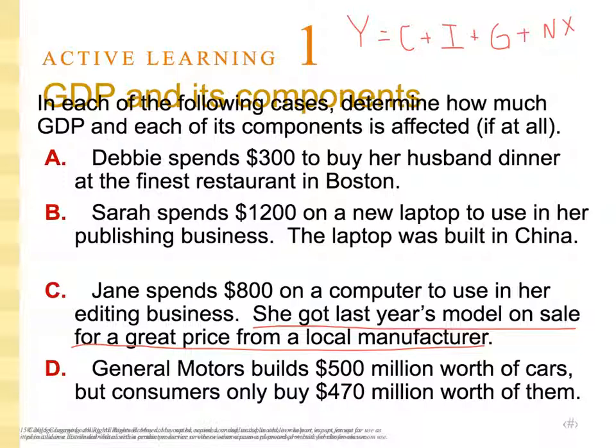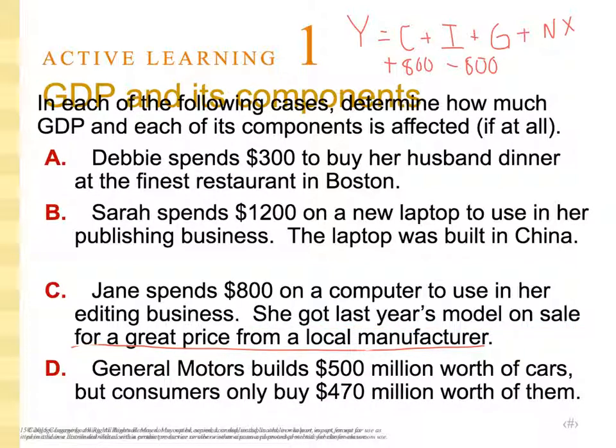Another possible answer is you could say, well, that model computer might have been sitting in someone's inventory. She is likewise going to use it in her publishing business. So you might say we increase consumption by $800 and we decrease investment by $800. This is not the best answer. I think the first answer is the better one. But if you were to explain this, if you wrote it on a test, I would count that in your favor.